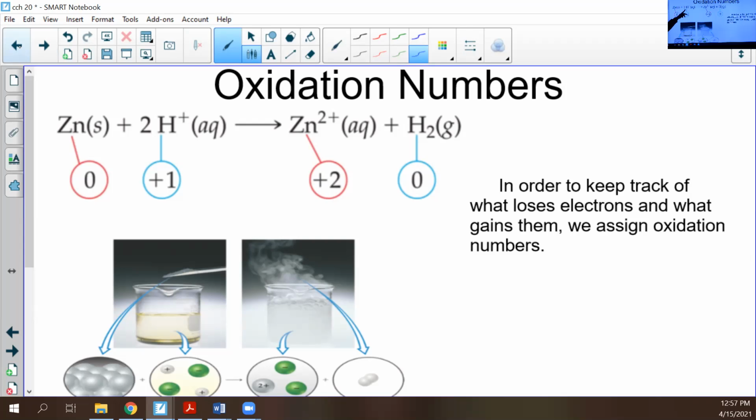All right, so H plus, in this equation, we got rid of the spectator ion. This is zinc plus hydrochloric acid. So if it looks weird, like that wouldn't just react, it's because we got rid of chlorine. H plus is a +1 because H is always a +1, just because it is. Over here, zinc has lost 2 electrons, and the 2 hydrogens gained 1 each.